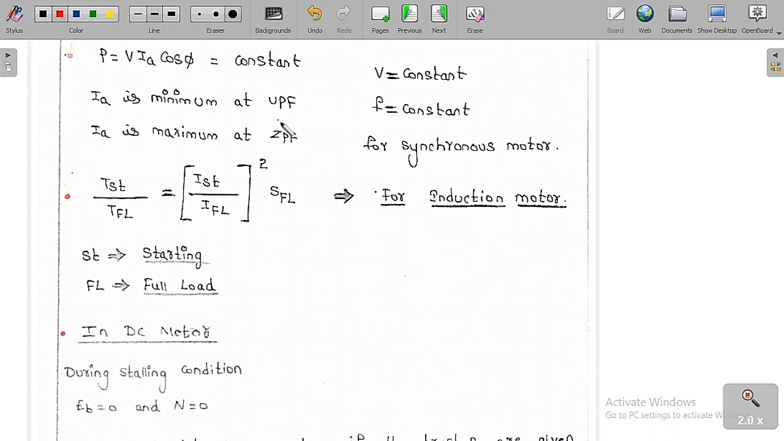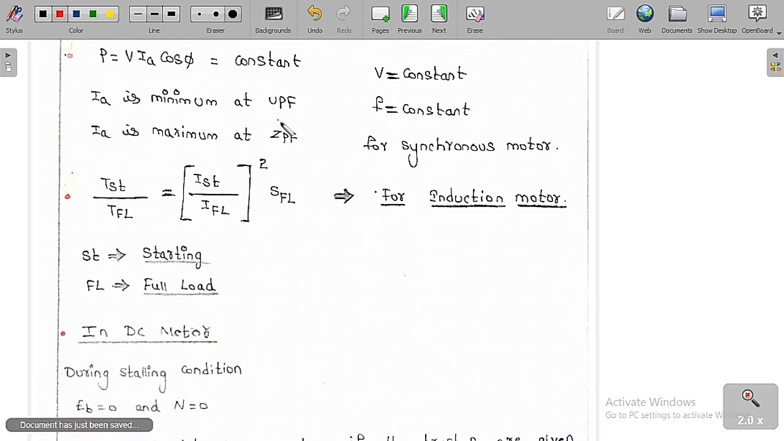In the V curve, I have already told you, IA is minimum at UPF, or we can say at normal excitation, and IA is maximum at zero power factor, either leading or lagging. In any case, you are going to get IA maximum. So IA is minimum at UPF and maximum at either zero power factor leading or zero power factor lagging. These things I have already told you in the graph of the V curve.